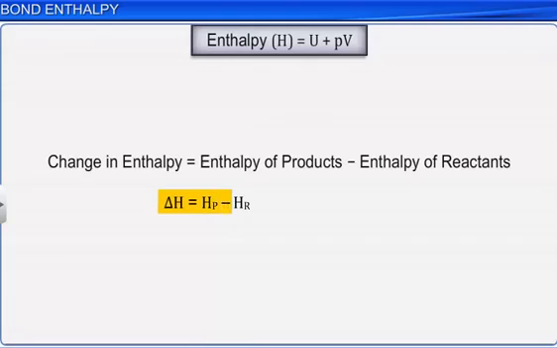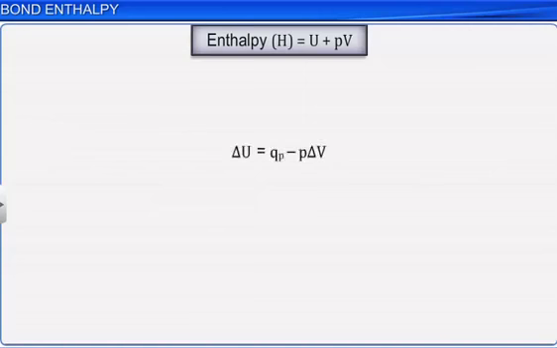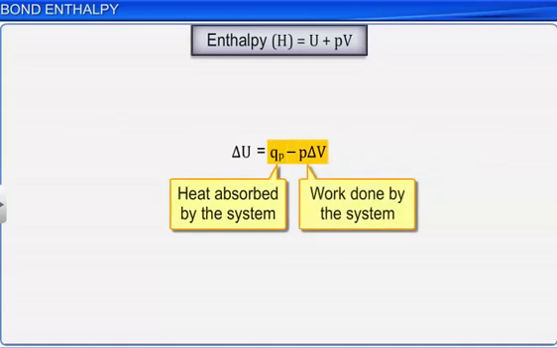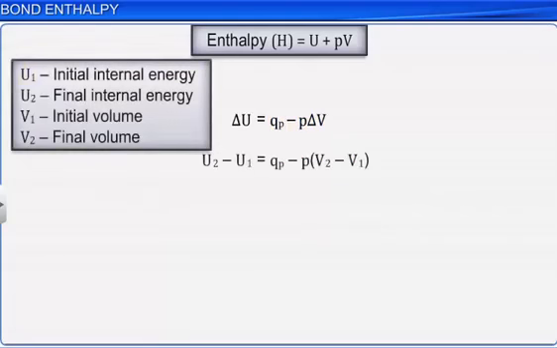The significance of ΔH also follows from the first law of thermodynamics, as ΔU = QP − PΔV. Here, QP represents the heat absorbed by the system and −PΔV represents the work done by the system. Let U1, U2, V1 and V2 represent the initial and final internal energies and volumes respectively. The above equation can be written as U2 − U1 = QP − P(V2 − V1).